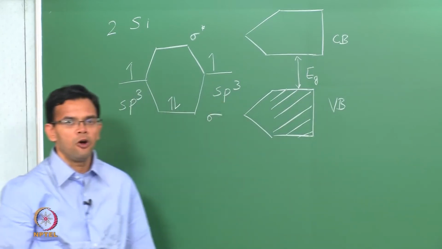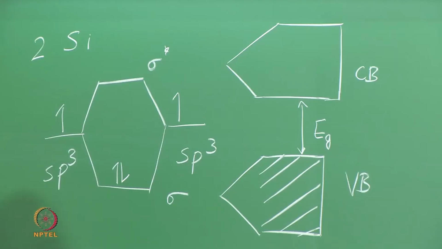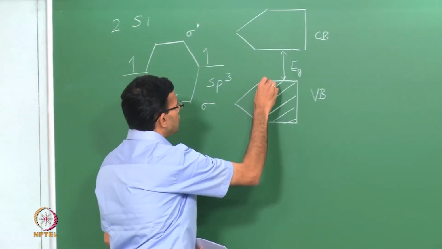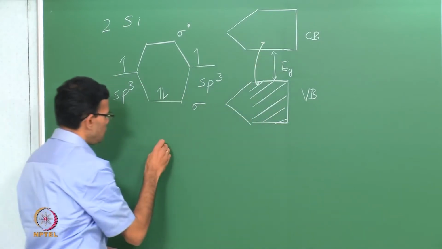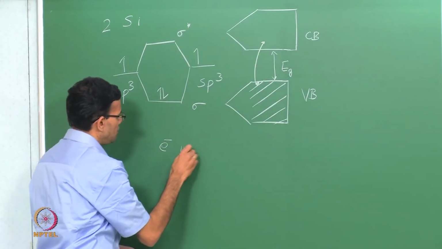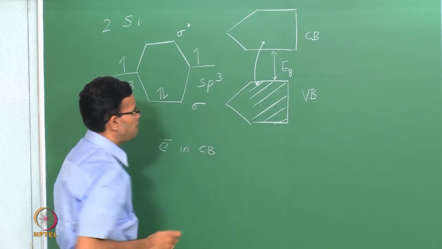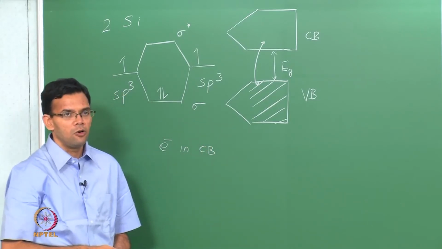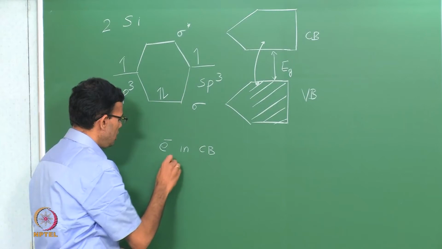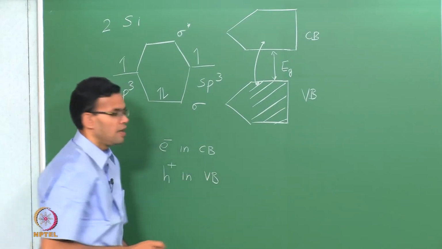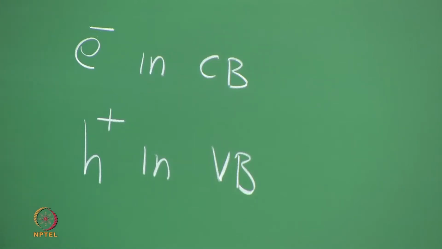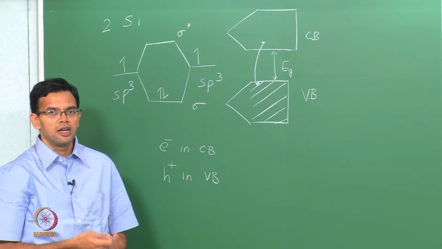Last class we also saw that at any temperature above 0 Kelvin, you will always have some electrons from the valence band going to the conduction band. So you will have electrons in the conduction band. The absence of an electron is called a hole, and we will have holes in the valence band. In the presence of an electric field, these electrons and holes can move and they cause conduction.